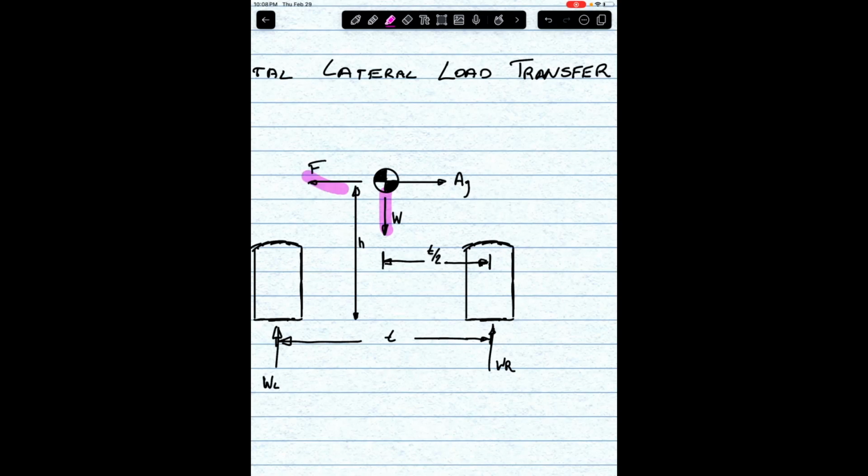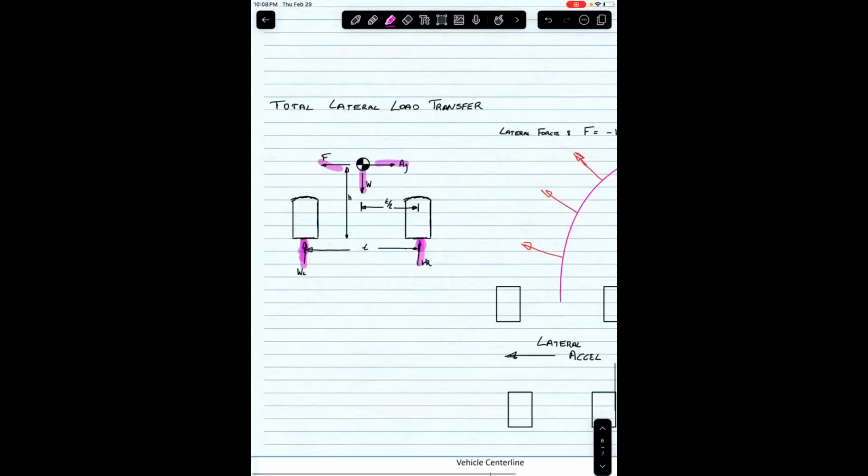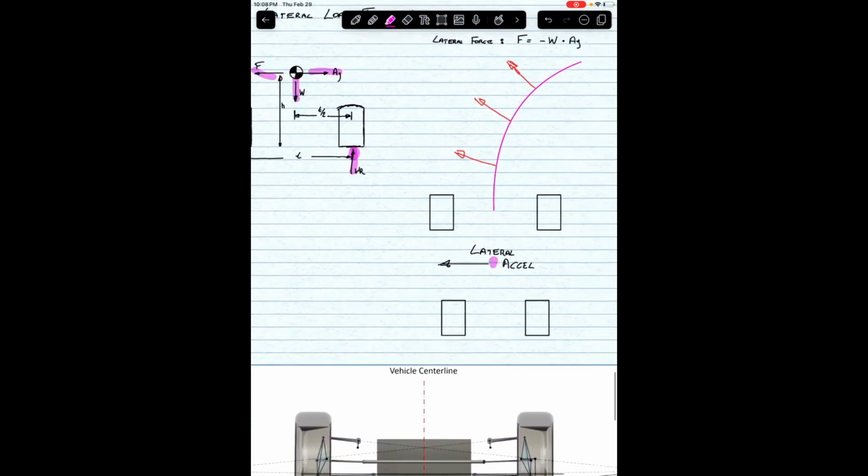The forces acting on our car are obviously the weight and the force this way from the centrifugal acceleration. Basically, if the car wasn't turning, then we would have equal weight left and right. Correct? Everyone agrees with that? Okay. And if our C of G is in the center and nothing is happening to our car, we also have equal normal force on all four tires.